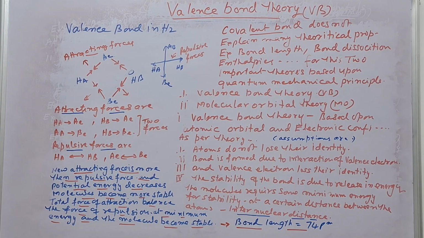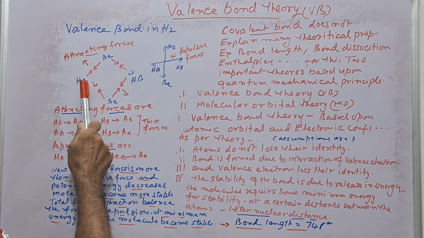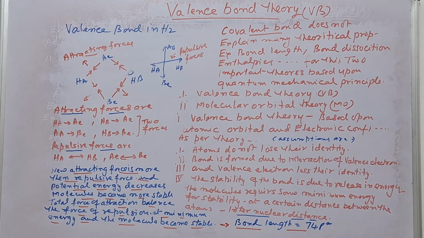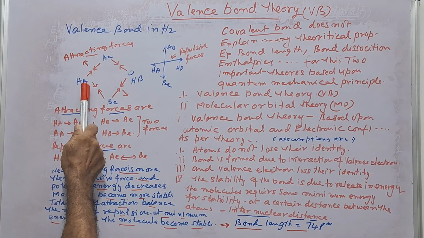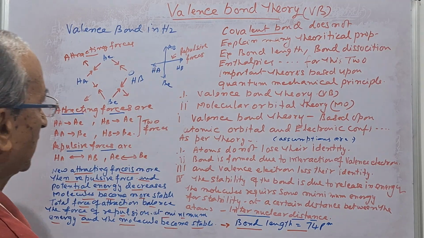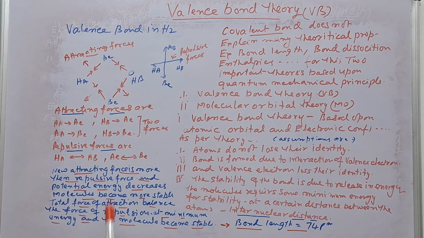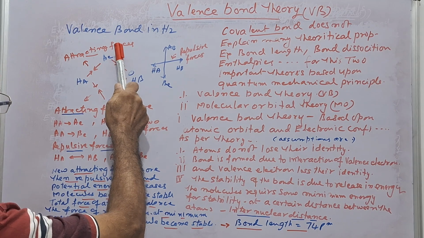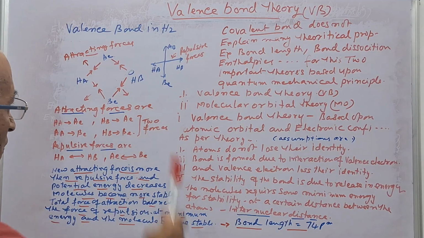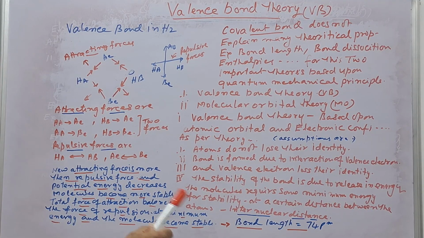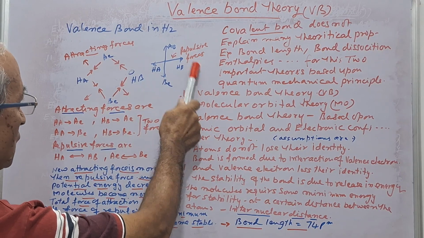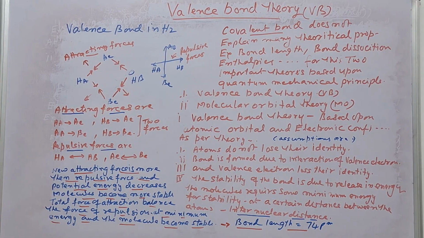Now what happened? The two nuclei and the two electrons have the same charge, that is, the nucleus of A and the nucleus of B will repel each other. And in the same way, electrons of A and B, having the same charge, will repel each other. So we say there are two attractive forces and two repulsive forces.